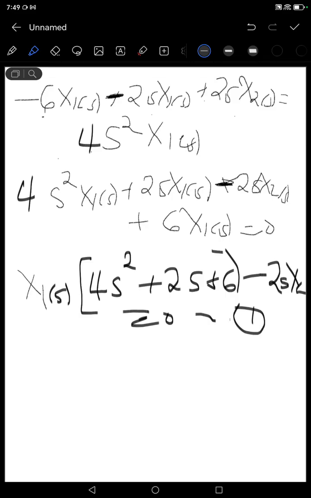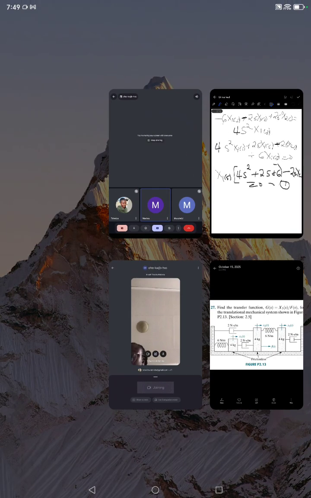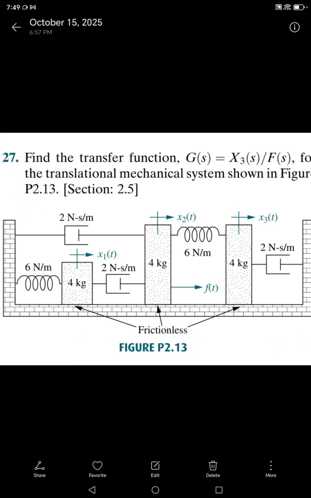So for m1, we have the transfer function equation. After here, we're going to do m2. M2 is the middle mass, 4 kg. So you can see 4 kg is connected to the first damper, is also connected to the second damper here, and is also connected to what? To a spring. So we're going to have the forces acting on this mass.